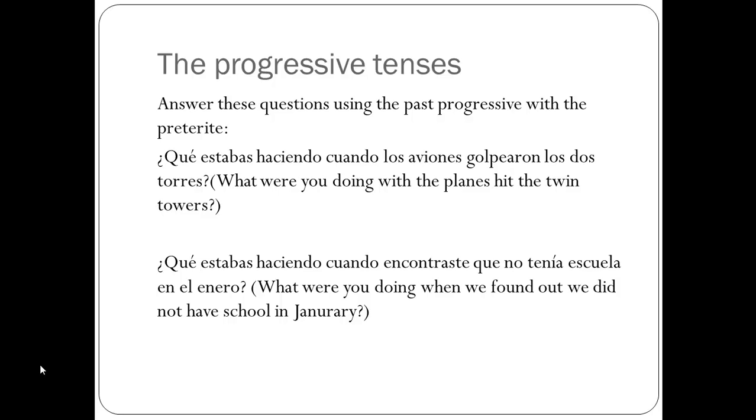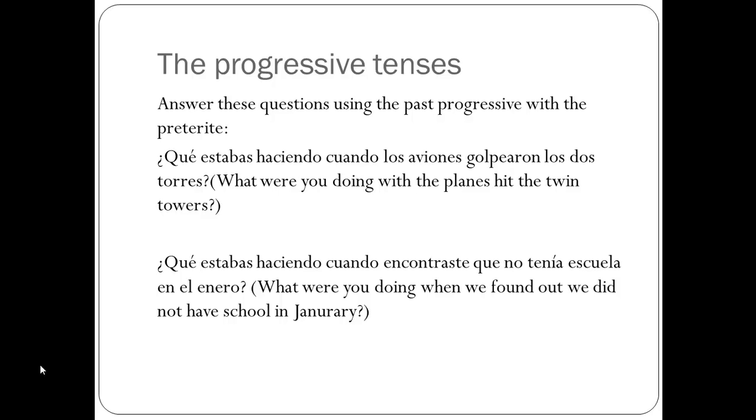So I want you to answer these questions using the past progressive with the preterite. ¿Qué estabas haciendo cuando los aviones golpearan los dos torres? And the other one, ¿qué estabas haciendo cuando encontraste que no tenía escuela en el enero?